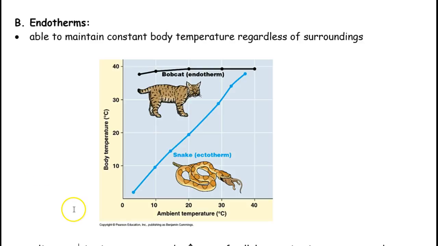Again, if we look at this graph here, we can see that the snake's body temperature is going to increase or decrease drastically depending on the outside or ambient temperature, within reason. Whereas the endotherm, and the example given here is the bobcat, but we're very similar, we can see that 37 degrees Celsius or thereabouts is being maintained irrespective of the temperature outside. That's because of several mechanisms that we have that allow for that temperature regulation.